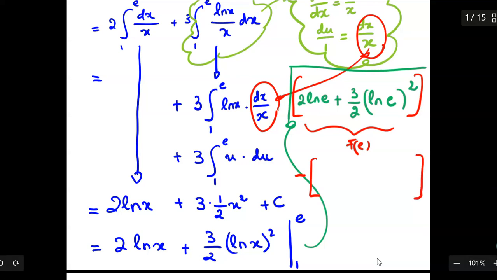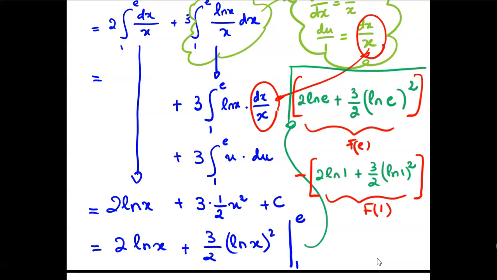So f of 1 would be 2 ln of 1 plus 3 over 2 ln of 1, all of it squared. So this part here is my f of 1. Okay, so let's see what I have. 2 ln of e, what is ln of e? Ln of e is equal to 1. So this part should be equal to 1, and ln e is also equal to 1.